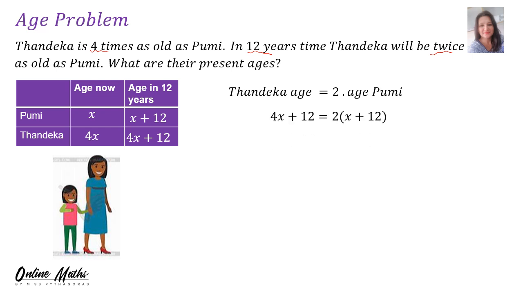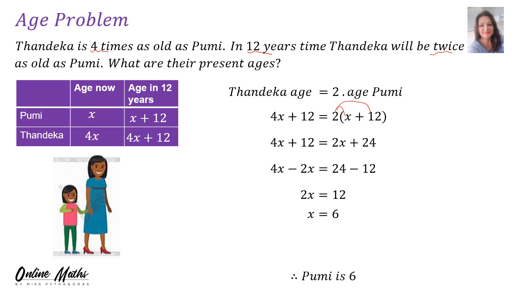Therefore, 4x plus 12 is equal to 2 bracket x plus 12. Then we multiply in the 2 and we end with 4x plus 12 is equal to 2x plus 24. All the variables on one side, 4x minus 2x equals all the numbers on the other side, 24 minus 12. 2x is equal to 12, divide away the 2, and we end with x is equal to 6.